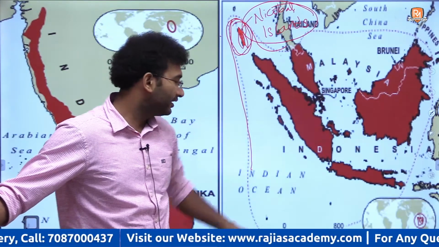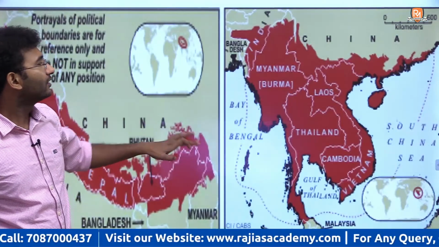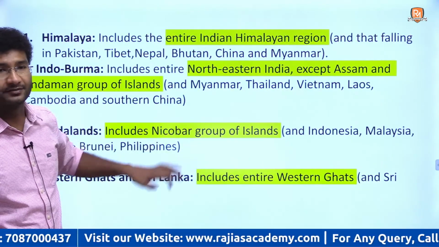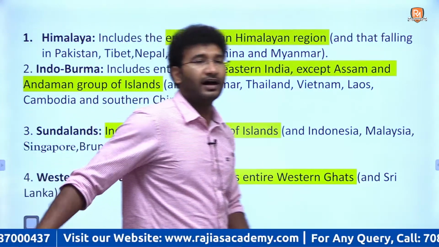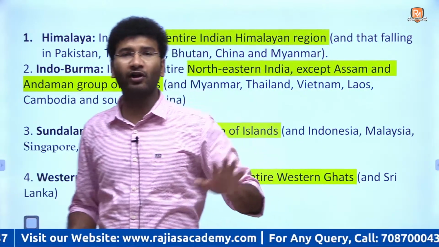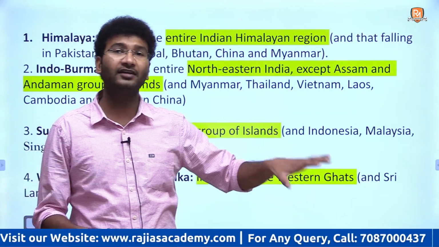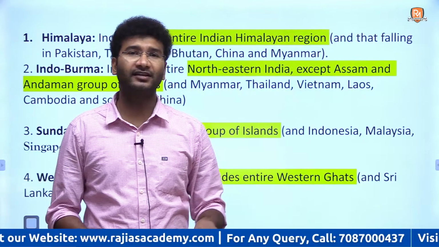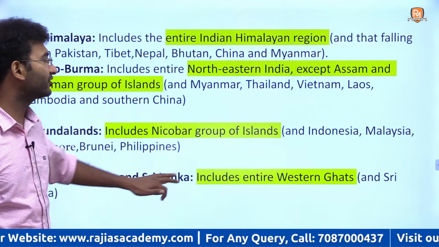That's the reason why in India we have the fourth one, under the Nicobar Islands, and the last one is Western Ghats and Sri Lanka. See, the plants of the Western Ghats are more or less similar to the Sri Lankan plants, and they are native to this particular area. That's the reason why it is given as Western Ghats and Sri Lanka, right?